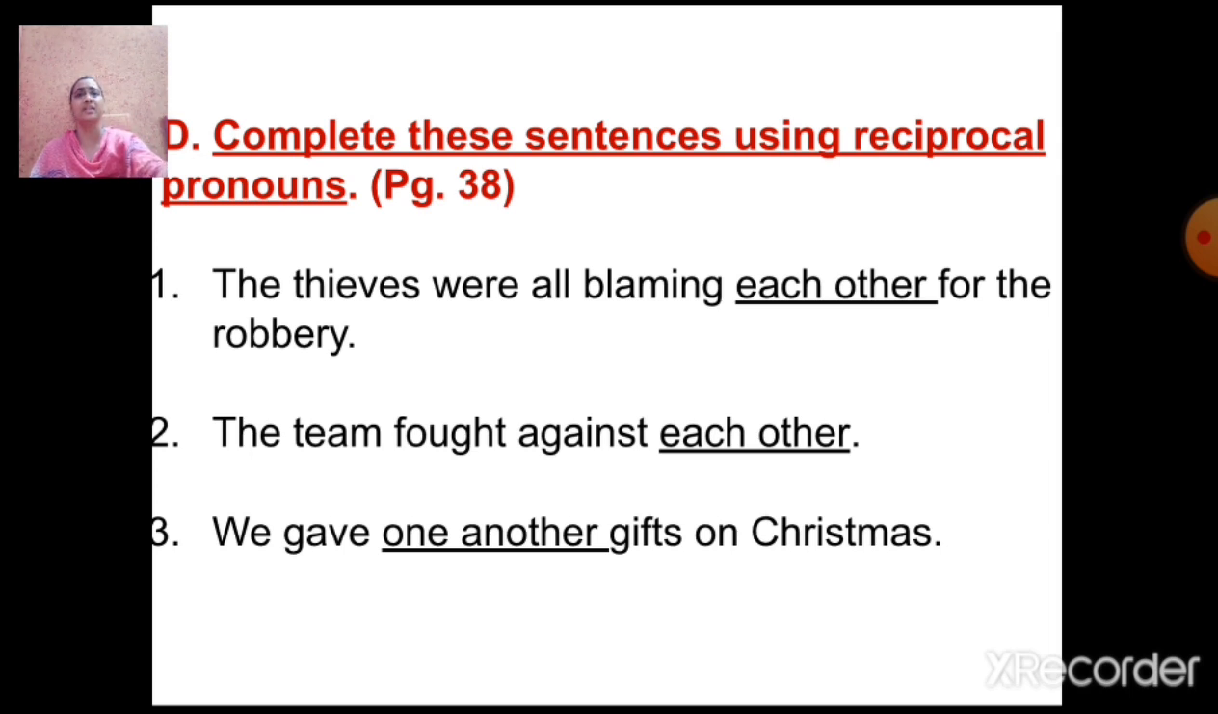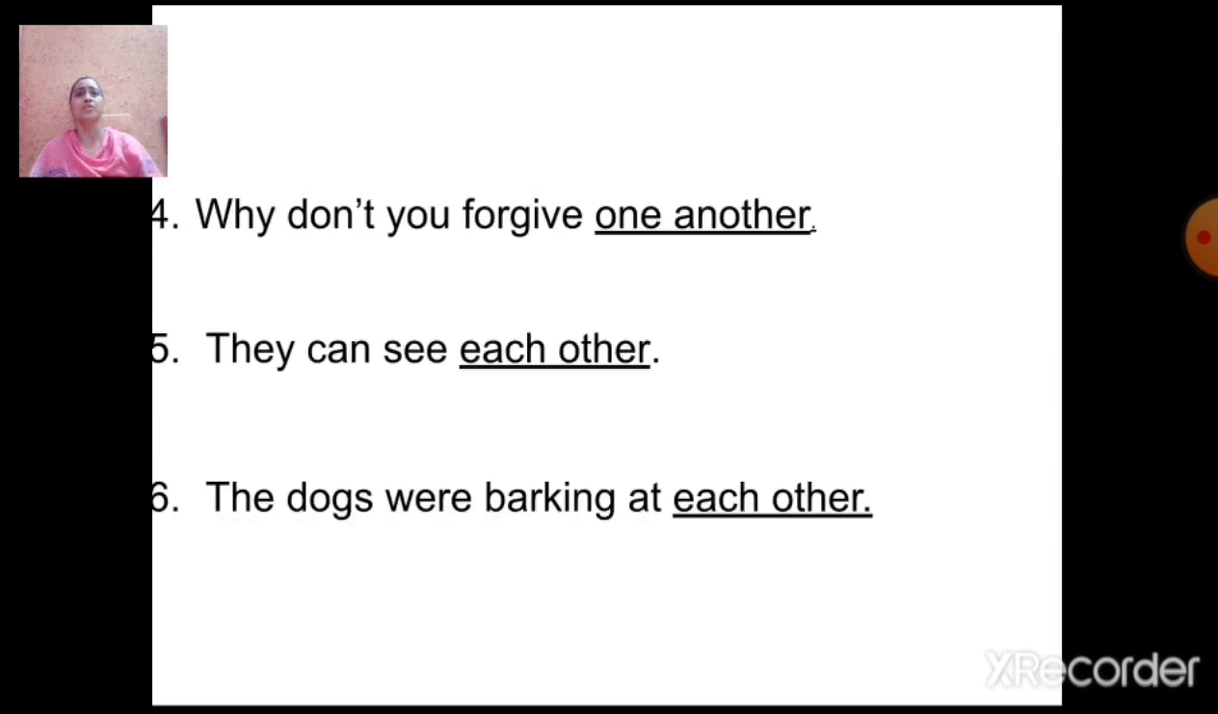Then the next one is why don't you forgive dash? The answer is why don't you forgive one another? Then they can see dash. The answer is they can see each other. Then the dogs were barking at each other. Answer is each other. Alright.